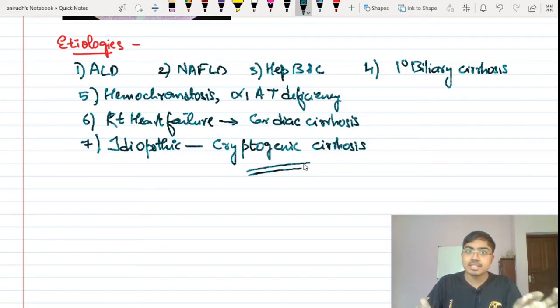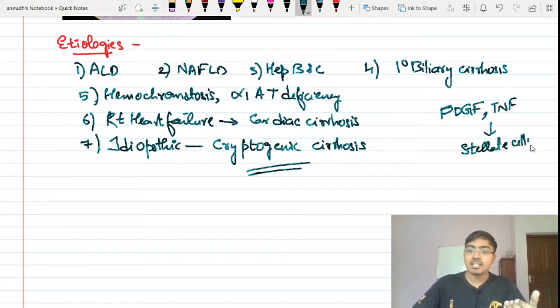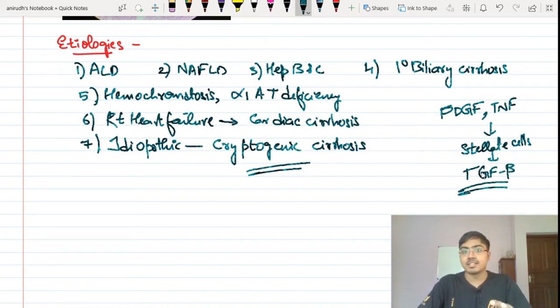All these things cause persistent damage to the hepatocytes. So what happens is that this will stimulate the Kupffer cells. So the Kupffer cells will release platelet derived growth factors. Kupffer cells will release platelet derived growth factors and tumor necrosis factor. This will eventually stimulate the stellate cells. These stellate cells will secrete the which one? Transforming growth factor beta. Whenever this is there in pathology, we understand that there is excessive amount of connective tissue deposition. Right? The moment we see transforming growth factor beta, we understand that there is fibrosis in that particular area.